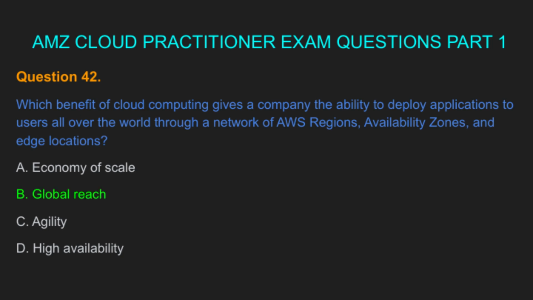One of the benefits of cloud computing is global reach, which allows a company to deploy applications to users all over the world through a network of AWS regions, availability zones, and edge locations. This enables companies to reach a global customer base and respond to market demands quickly and cost-effectively.